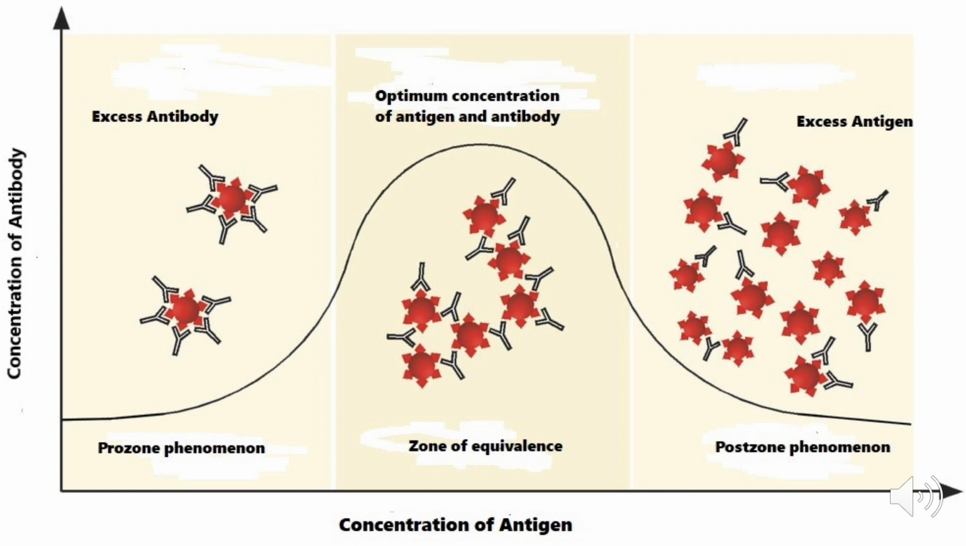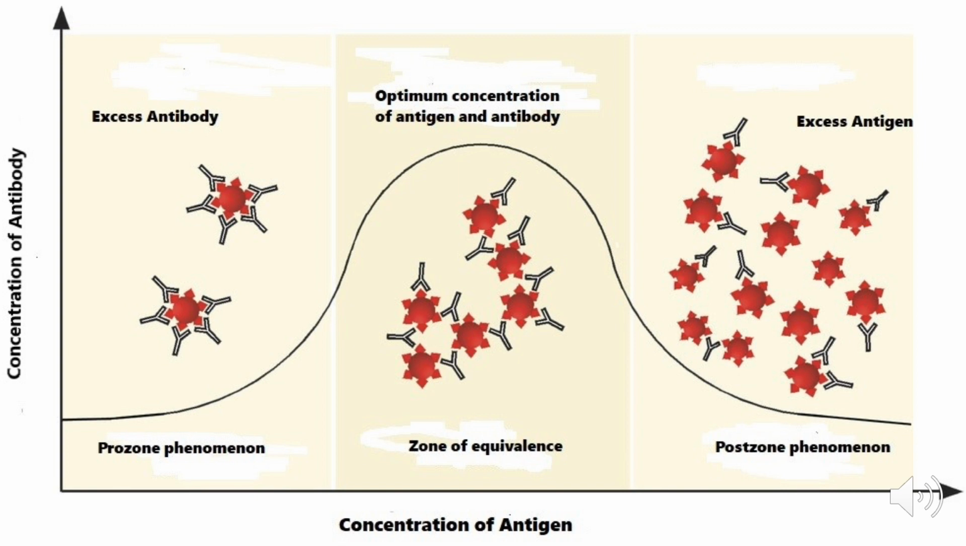Now, how to solve a postzone phenomenon where there is excess antigen level? Remember, we need to get the optimum ratio of antigen and antibody. And what is lacking in postzone phenomenon is the antibody level. So, we need to repeat the test days or weeks after the initial testing. That is to give time for the patient's immune system to produce higher amounts of antibody. And with the increase in the antibody level in the serum of the patient, we might achieve the optimum ratio of antigen and antibody titer.